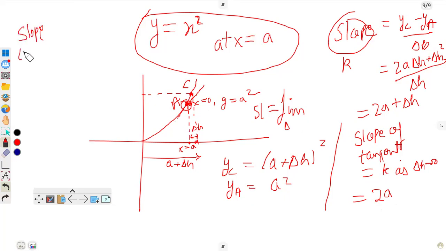of tangent, this is the slope of tangent, is actually equal to limit of delta h tending to 0. This is how you say mathematically that you are following a limiting process, right? Limit of delta h tending to 0 of 2a plus delta h, which is equal to 2a. Because as delta h tends to 0, our slope will actually turn out to be 2a.